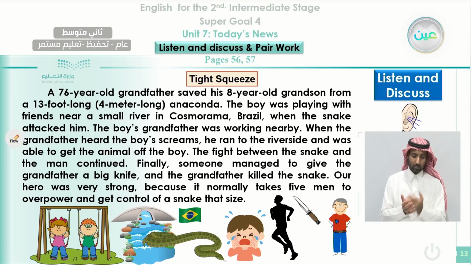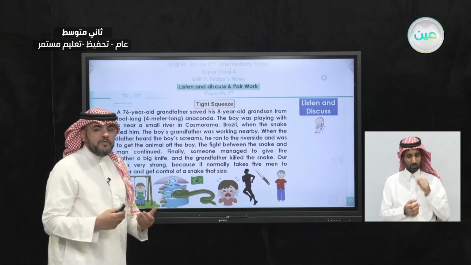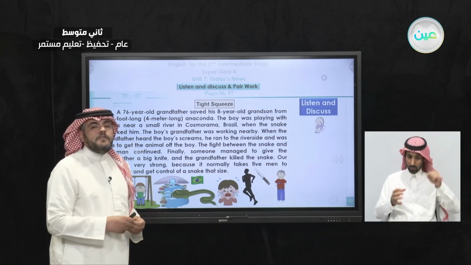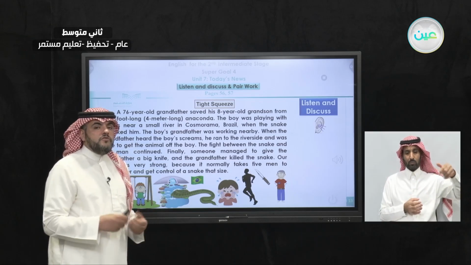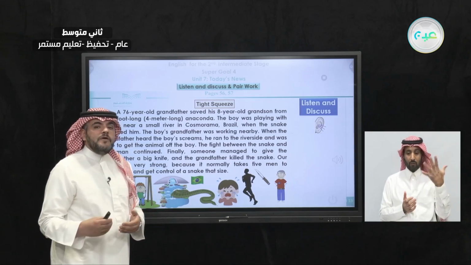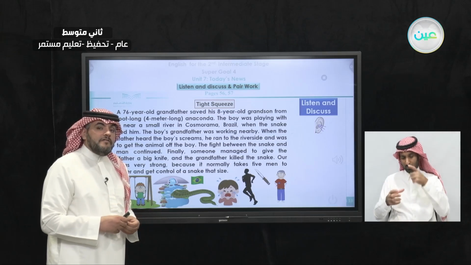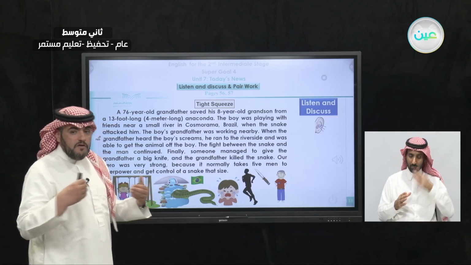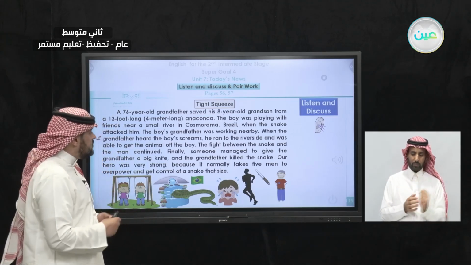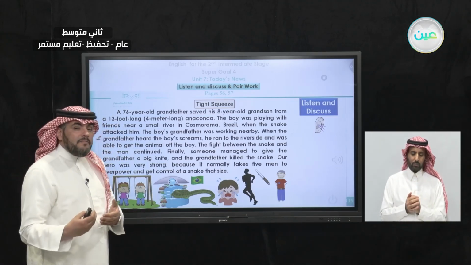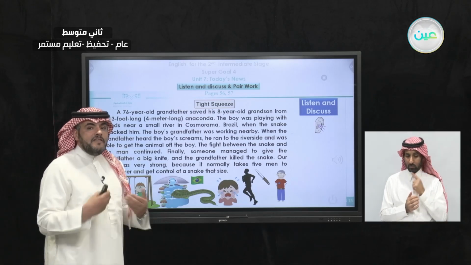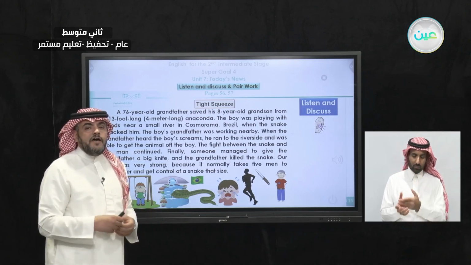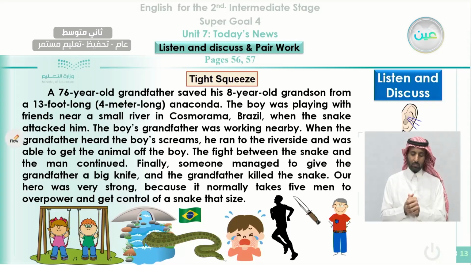Okay, so the name of this snake is anaconda, and you know how big the anaconda is. As mentioned in this news story, 5 people cannot defeat this kind of animal, which is huge. And the brave hero, the grandfather, managed to kill it using a knife that was given to him by another person.